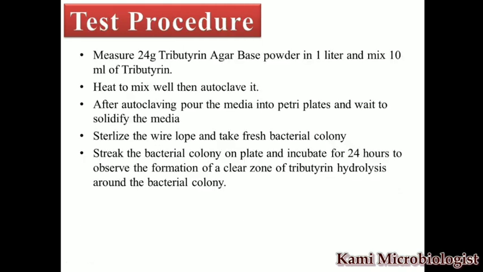The test procedure says that first of all we need tributyrin agar base powder, or if it is not available, the ingredients which I tell you, we need those ingredients also. So we will mix it into 1 liter. After that we will mix in 10 ml of tributyrin triglyceride. Now we will mix all these things and heat it. During this heating the ingredients will be mixed well. Then we autoclave it at 121 degrees Celsius for 15 minutes. After the autoclaving we will let the media cool to 50 degrees Celsius. Then we will pour the media into sterilized petri dishes.